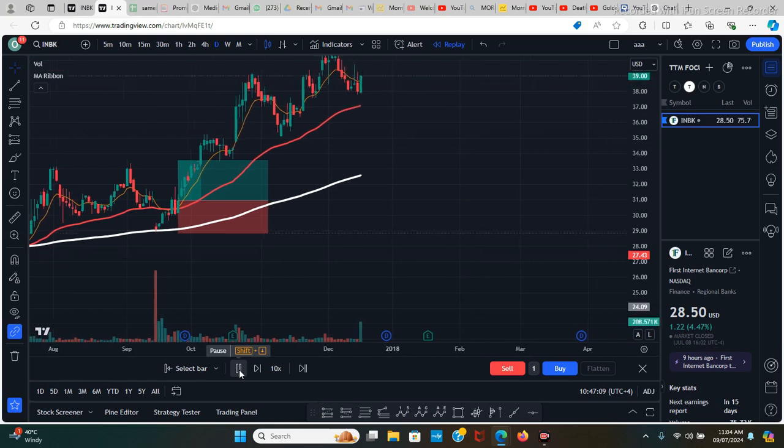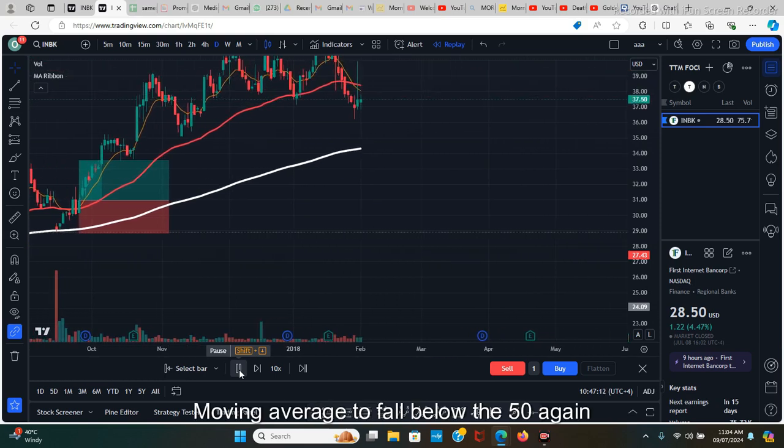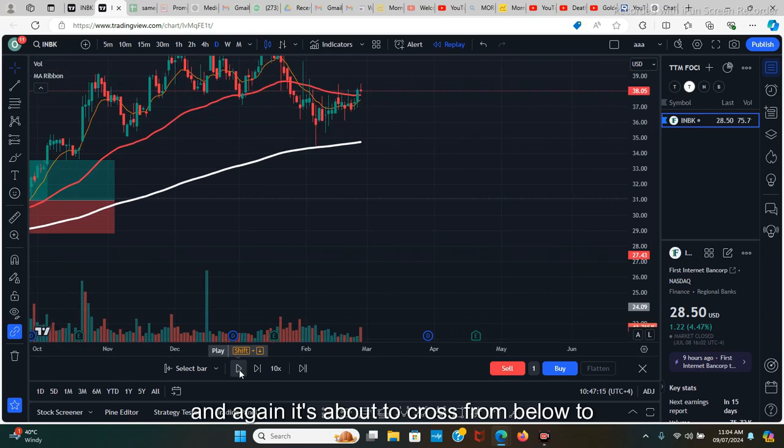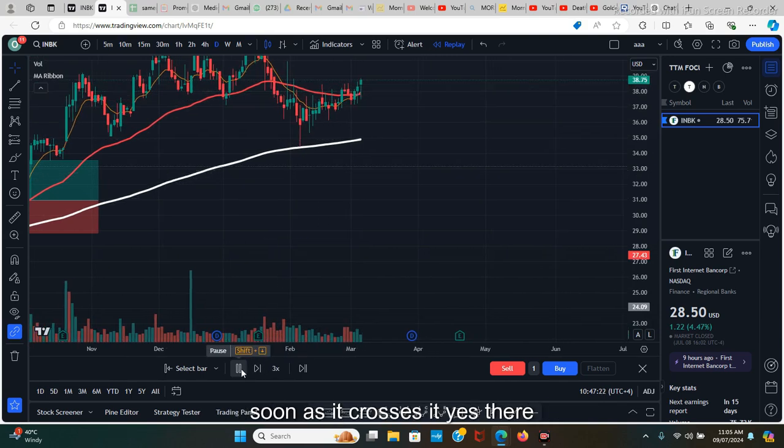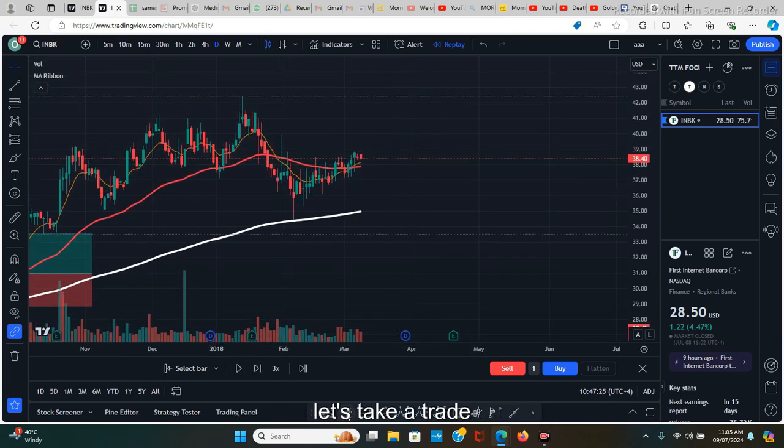Let's wait for the 9 period moving average to fall below the 50 again, and again it's about to cross from below to the top. We will be taking a trade right there as soon as it crosses it. Yes, there. Let's take a trade.